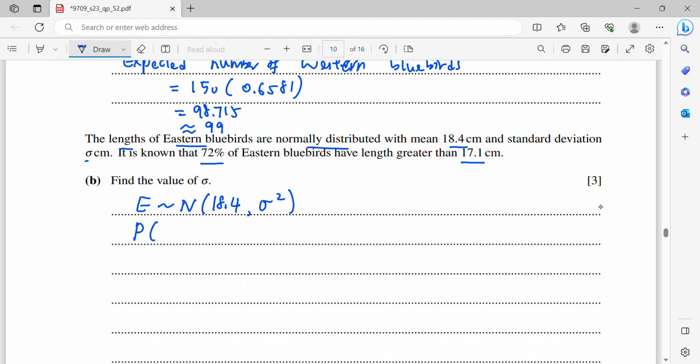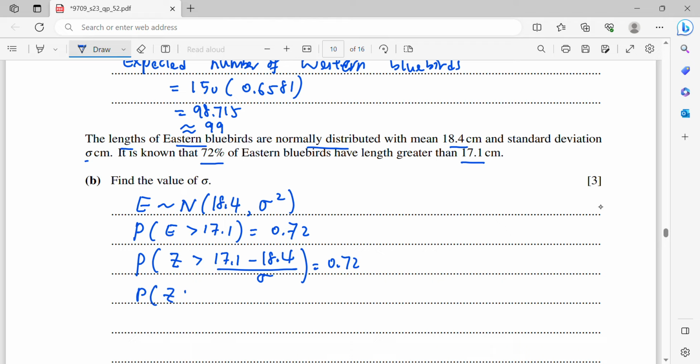So now P(E > 17.1) is 72%. You convert 72% into decimal, it will be 0.72. So now from here, I will standardize the E. It will be (17.1 minus 18.4) over sigma, which is 0.72. So when I simplify the numerator, it will be P(Z > -1.3/sigma) = 0.72.